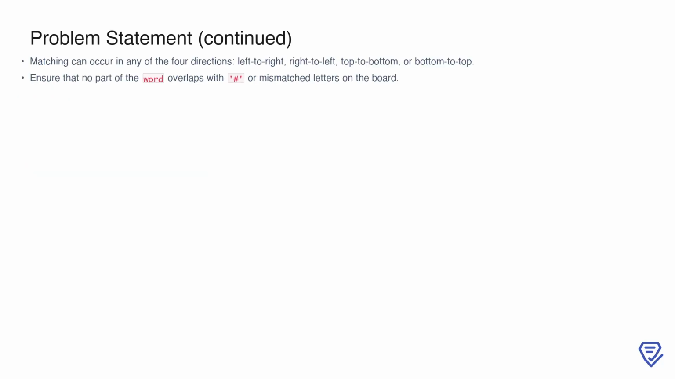Finally, it is important to note that matching the word with the board can occur in any of the four directions: left to right, right to left, top to bottom, or bottom to top. However, the placement must ensure that no part of the word overlaps with any blocked cells, indicated by hashtag. Similarly, if the word overlaps with existing letters on the board, those letters must match exactly. This requirement ensures that all placements are valid and adhere to the constraints of the problem.